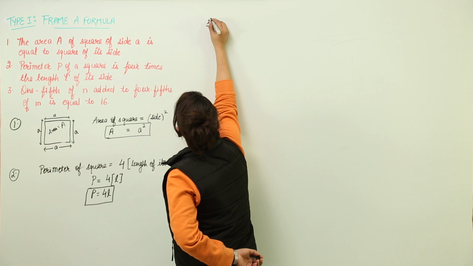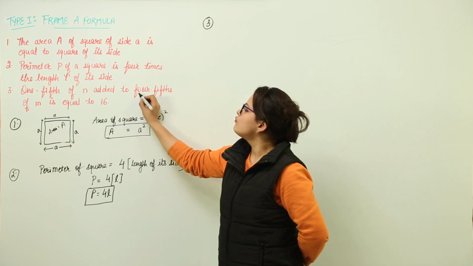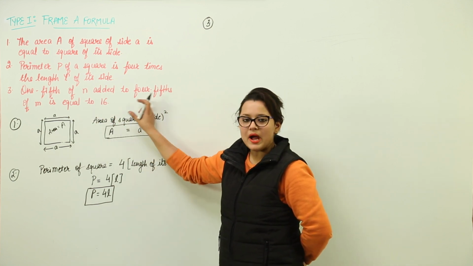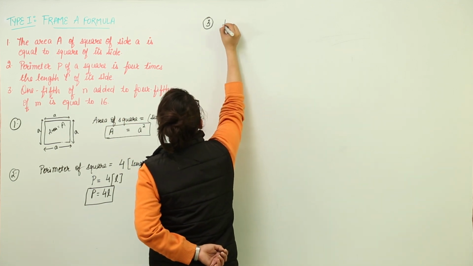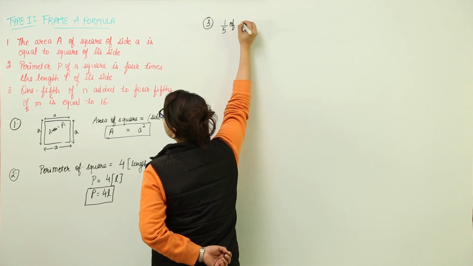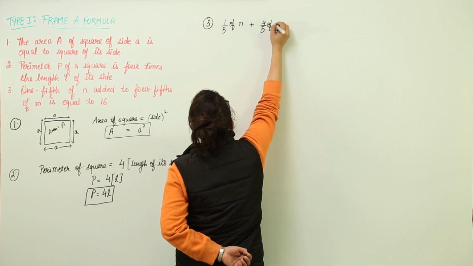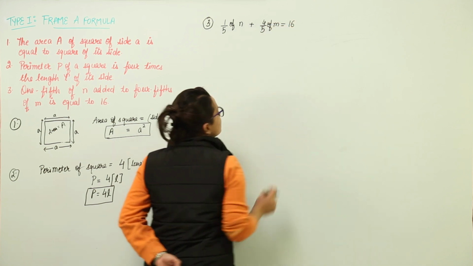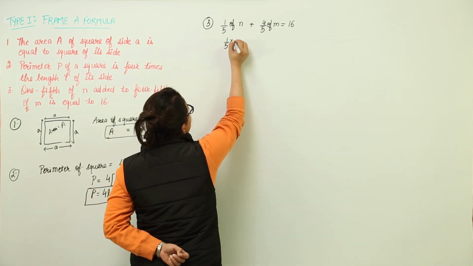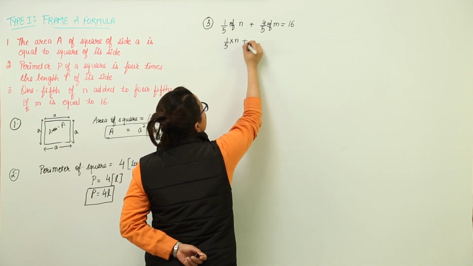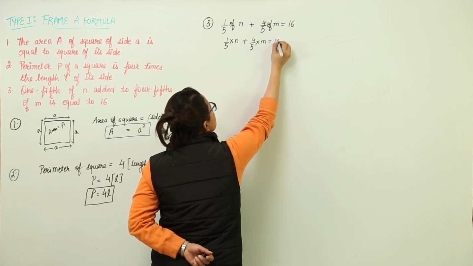Similarly, doing the third question, we have 1/5 of n added to 4/5 of m, and when you add them up, their total will give you 16. So if you want to write it, you can write 1/5 of n added to 4/5 of m. This gives you 16. Am I correct? So now what can you write this as? We know this can be written as 1/5 multiplied by n, because 'of' represents multiplication. So we write 4/5 into m equal to 16.